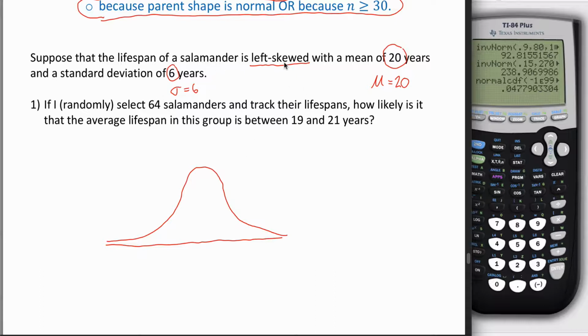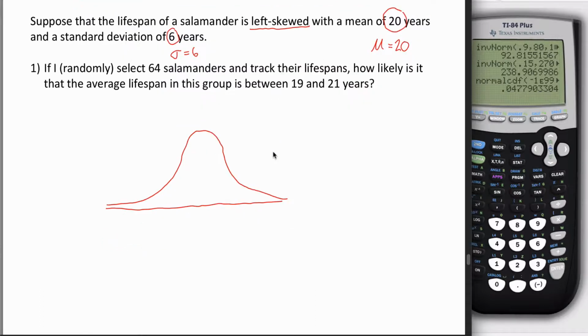Suppose the lifespan of salamanders is left skewed with a mean of 20 and standard deviation of 6 years. I had pulled that information out of the problem. Note that I'm not asking how likely it is that one salamander lives between 19 and 21 years. I'm asking you, how likely is it that if I grabbed 64 salamanders at random, the average lifespan of those 64 salamanders is between 19 and 21 years?